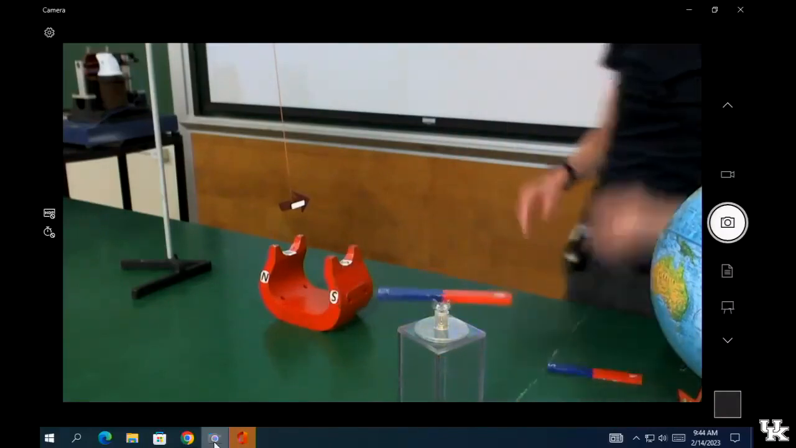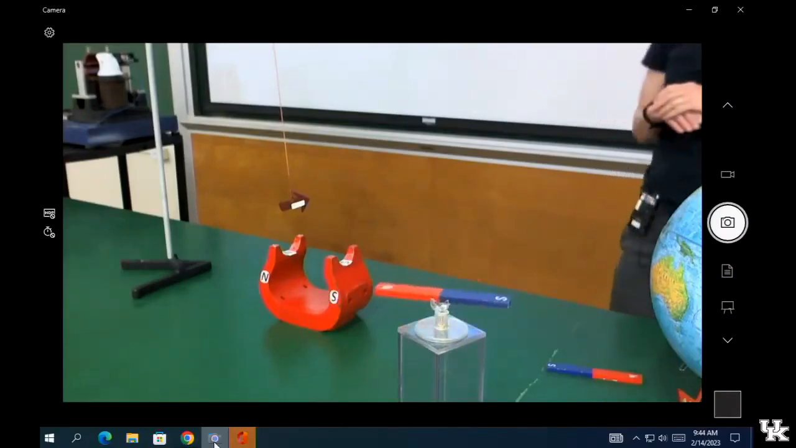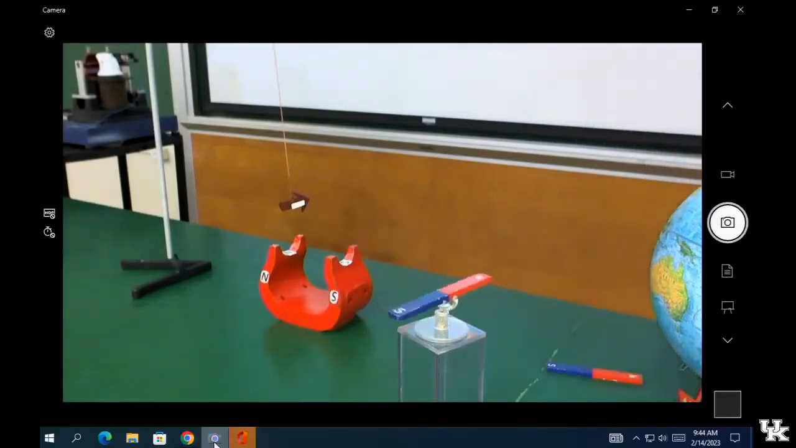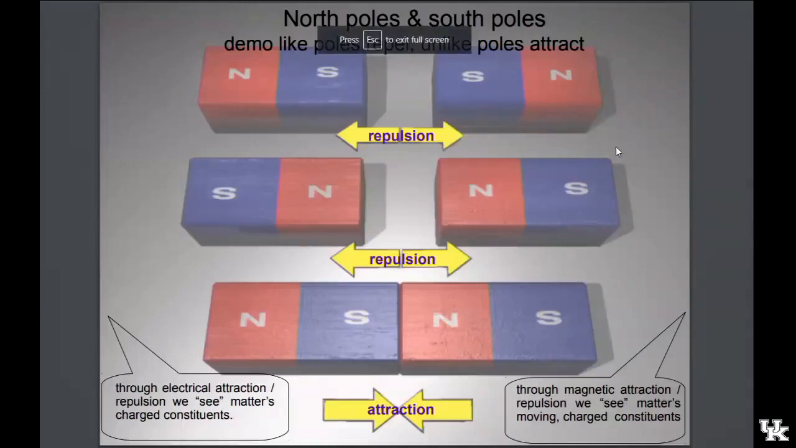And so think about how similar that looks to electricity. In electricity, we have positive and negative charges, with like charges repelling one another and unlike charges attracting one another. We've got the same sort of thing here. We've got unlike poles attracting one another, a north and a south pole, and then we've got like poles repelling one another. Two north poles or two south poles repel one another.